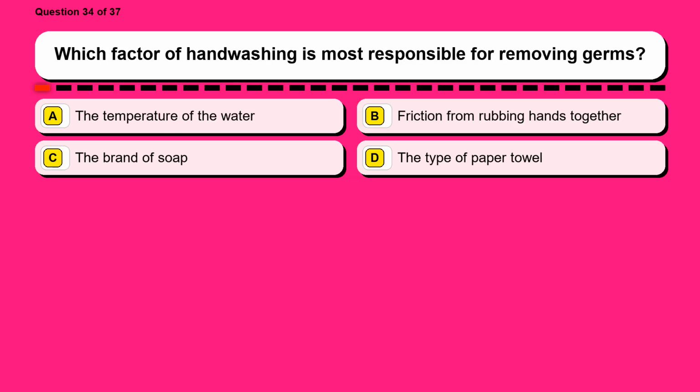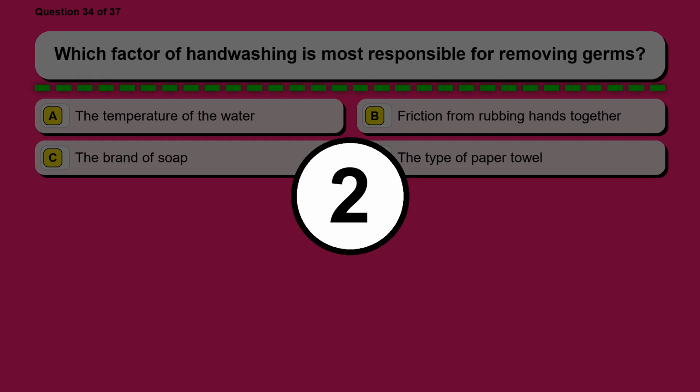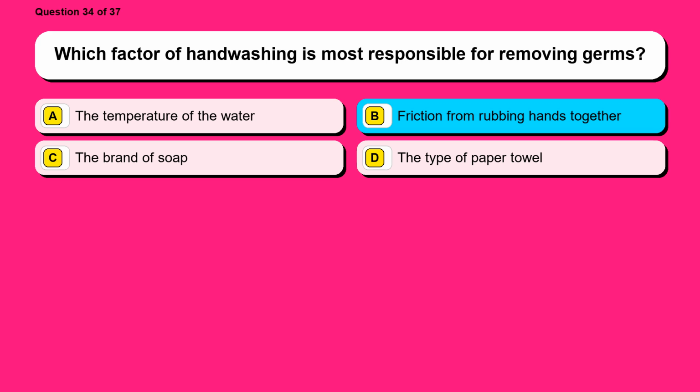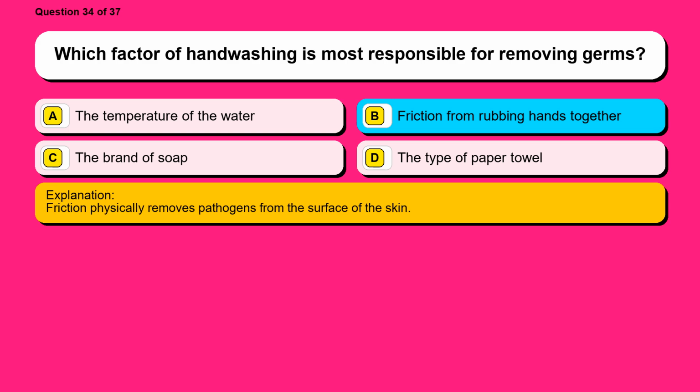Question 34. Which factor of hand washing is most responsible for removing germs? Option A. The temperature of the water. Option B. The friction from rubbing hands together. Option C. The brand of soap. Option D. The type of paper towel. The correct answer is option B. Friction from rubbing hands together. Friction physically removes pathogens from the surface of the skin.